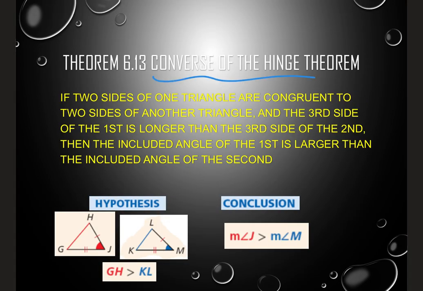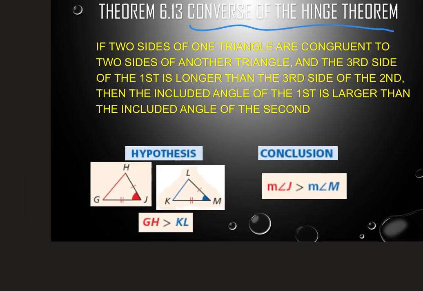The converse of the Hinge Theorem says the reverse. If 2 sides of one triangle are congruent to 2 sides of another, and the third side of the first is longer than the third side of the second, then the included angle of the first is larger than the included angle of the second. Again, this works like a hinge.